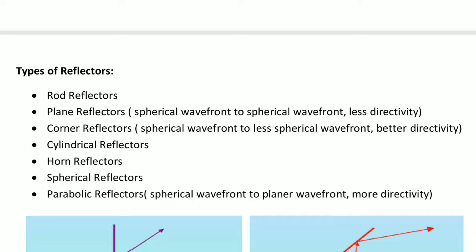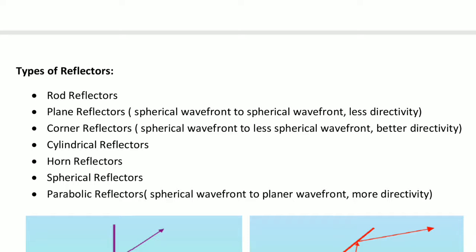So we'll move towards the plane reflectors. In brackets, I have mentioned that in a plane reflector, spherical wavefront is converted to spherical wavefront and it has less directivity. So how does this take place?